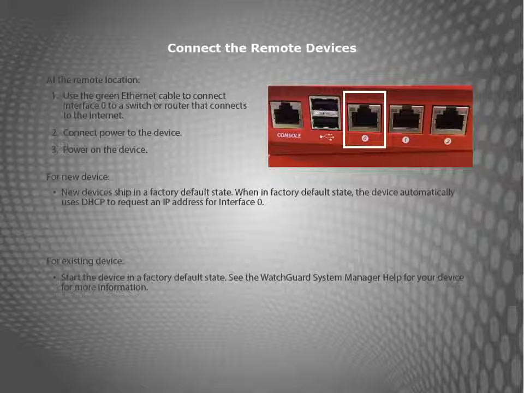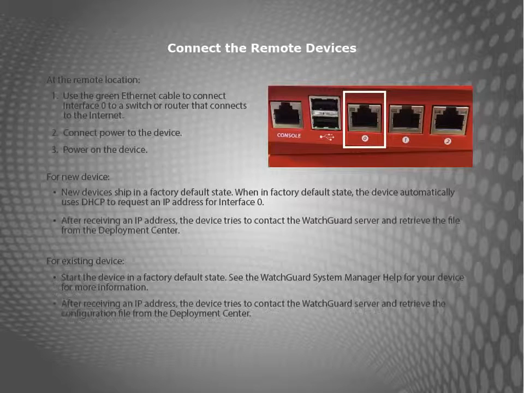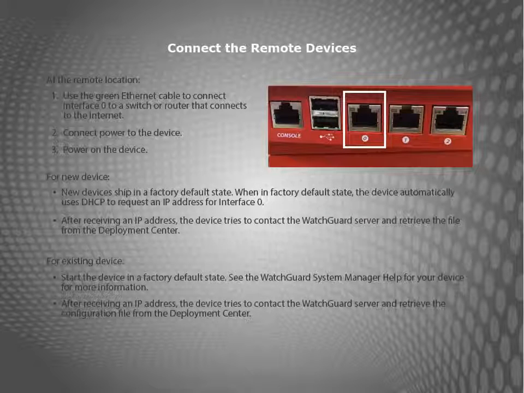When the device starts in a factory default state, it automatically uses DHCP to request an IP address for interface 0. After the device receives an IP address, it tries to contact the WatchGuard server to see if a configuration file from the deployment center is available. It restarts, and contacts the management server specified in the basic configuration file. If the Firebox or XTM device cannot contact the WatchGuard website, for example if the device is not assigned a dynamic IP address or the device is not connected to the internet, the device keeps all factory default settings.